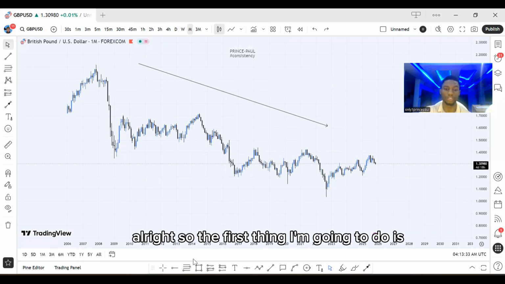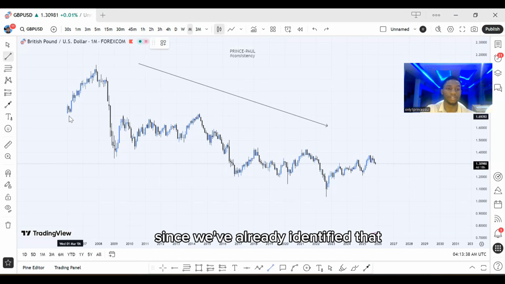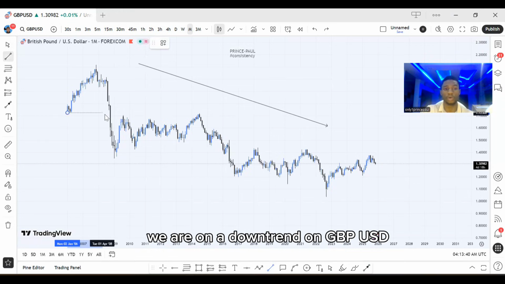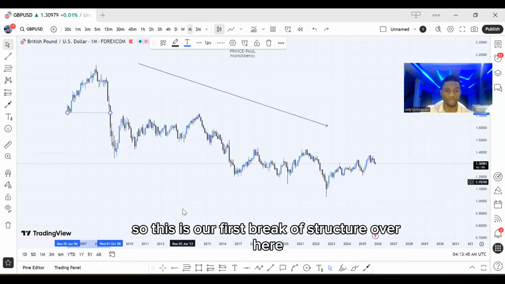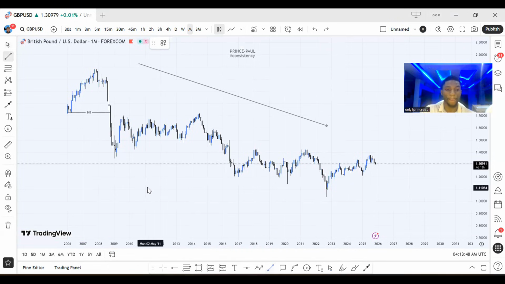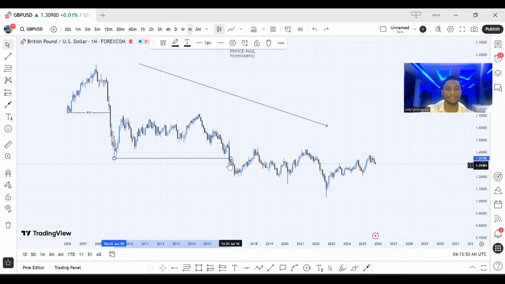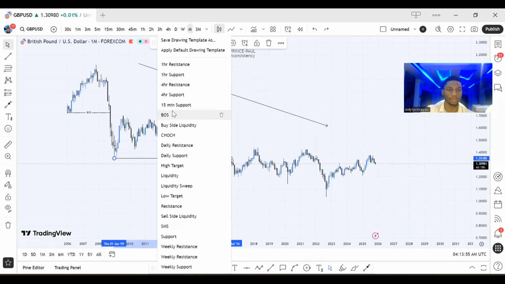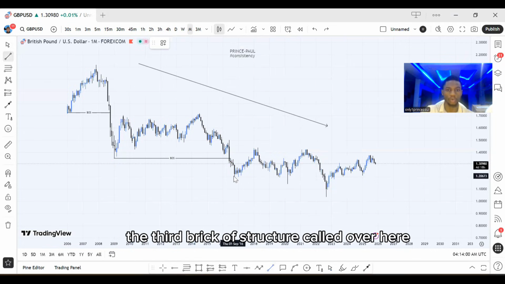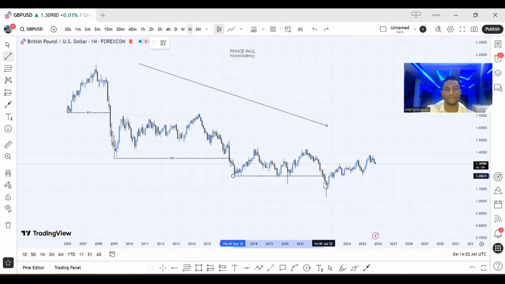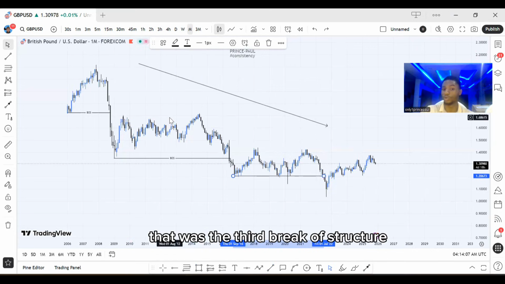So the first thing I'm going to do is mark my breaks of structure to the downside, since we've already identified that we are on a downtrend on GBPUSD on the monthly time frame, right? So this is our first break of structure over here. This is the second break of structure over here. You can label it break of structure. The third break of structure is called over here. That was the third break of structure.